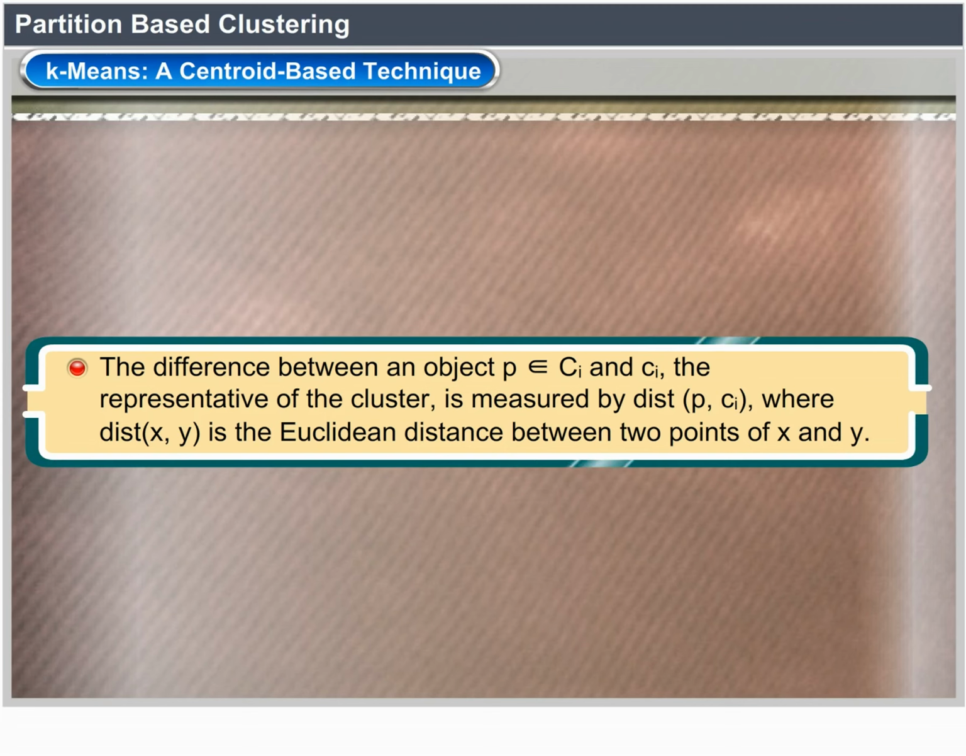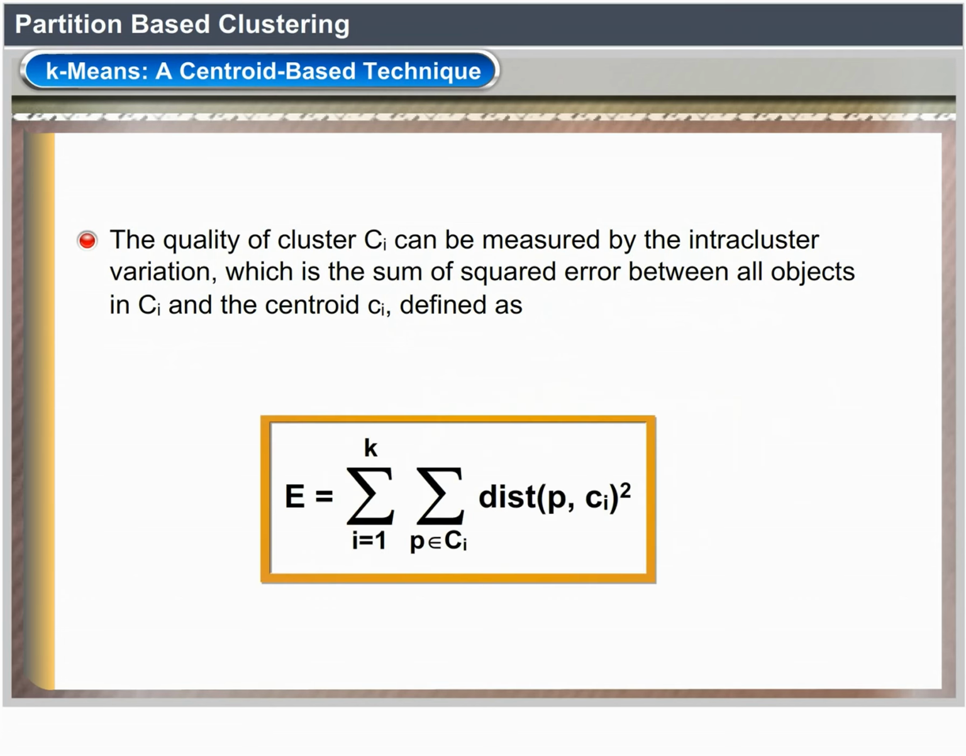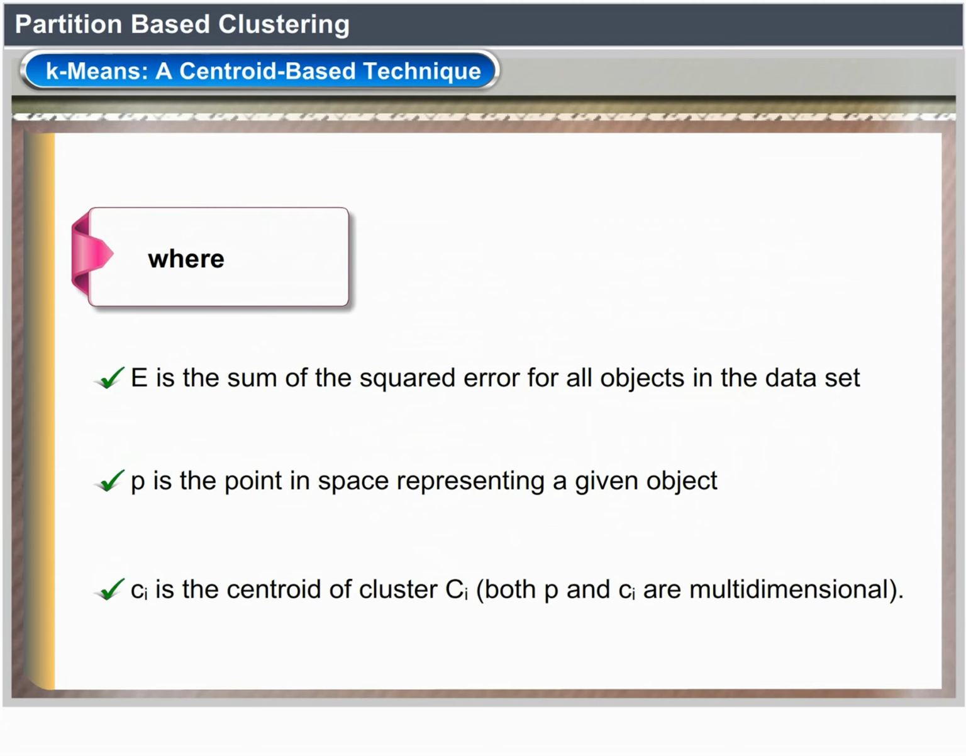The quality of cluster Ci can be measured by within-cluster variation, which is the sum of squared error between all objects in Ci and the centroid ci, defined as E equals double summation i equals 1 to k, p belongs to Ci, dist(p, ci) whole squared, where E is the sum of the squared error for all objects in the dataset, p is a point in space representing a given object, and ci is the centroid of cluster Ci. Both p and ci are multidimensional.